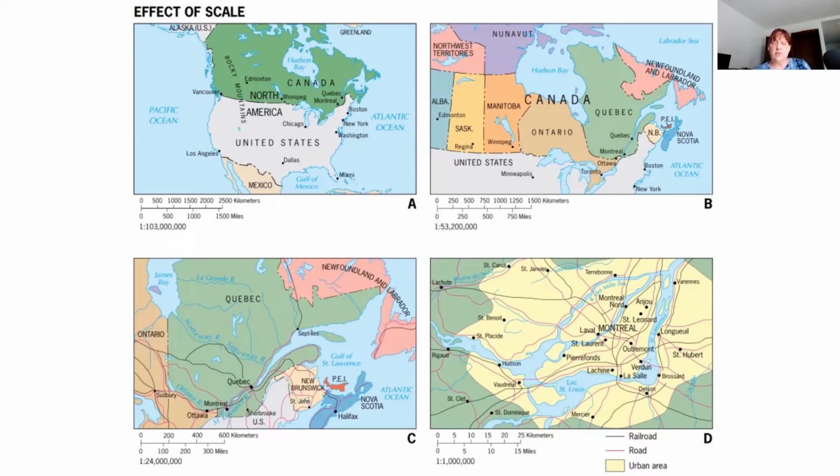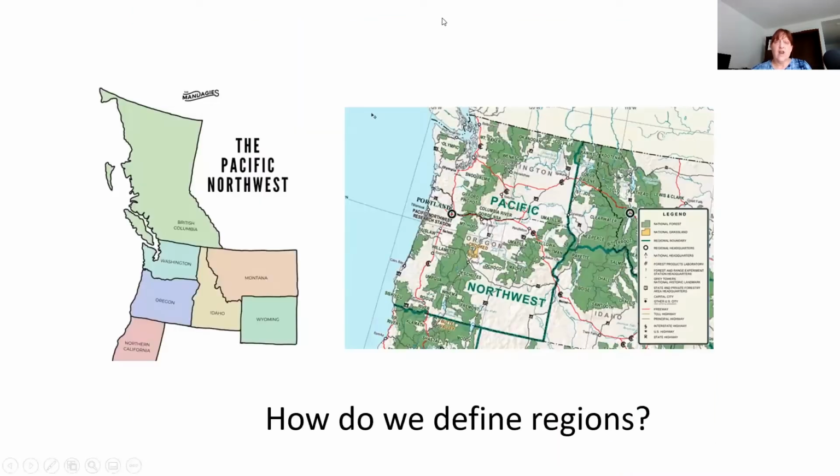So if we want to, we can actually subdivide realms into regions. And what I have brought up here is two perspectives of the Pacific Northwest. The one on the left is organized by states, and the one on the right is organized by vegetation, mountain areas, and other physical similar properties. So the way I define a region doesn't necessarily mean that it's going to be the same way that you would define a region, but we do understand it.